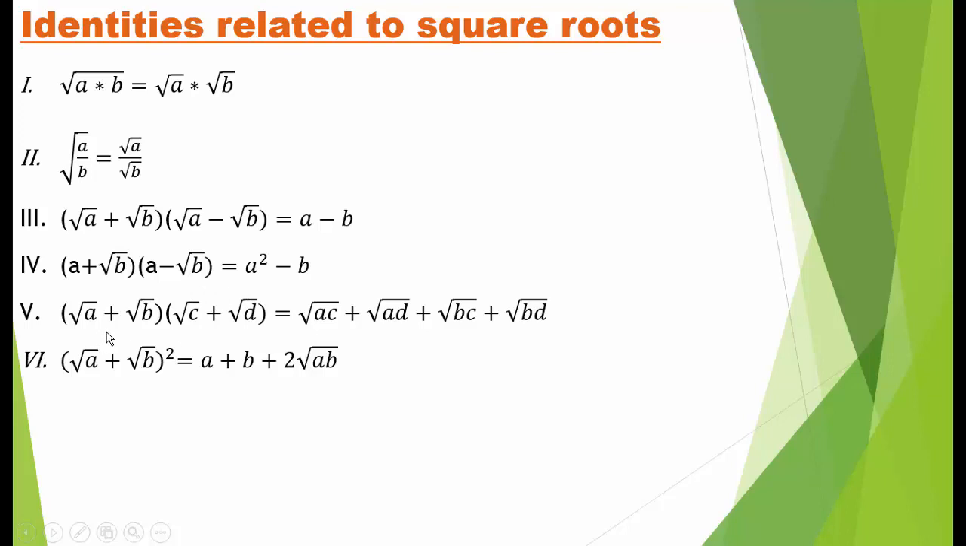And (square root of a plus square root of b) into (square root of c plus square root of d) is square root of ac plus square root of ad plus square root of bc plus square root of bd. And our last identity was (square root of a plus square root of b) whole square is a plus b plus 2 root ab. This is like (a plus b) whole square, that is a square plus b square plus 2ab. And the third identity is (x plus y) into (x minus y), that is x square minus y square. And you know the square of square root a is a.